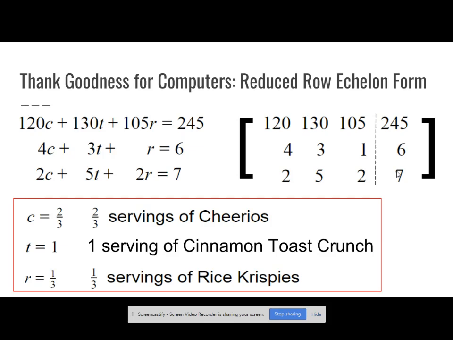But I need you to be able to interpret that and say that the first row there was 2/3 servings of Cheerios. The second one was 1 serving of Cinnamon Toast Crunch. And the third said 1/3 serving of Rice Krispies. So interpreting that matrix, that solution in reduced row echelon form is an important piece. So I need you to be able to label those answers.